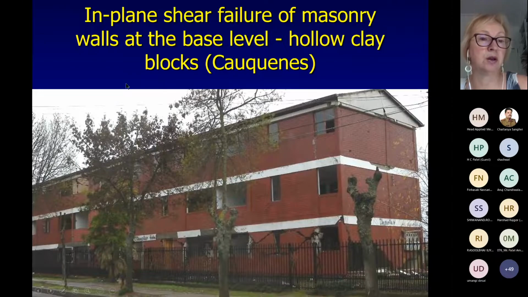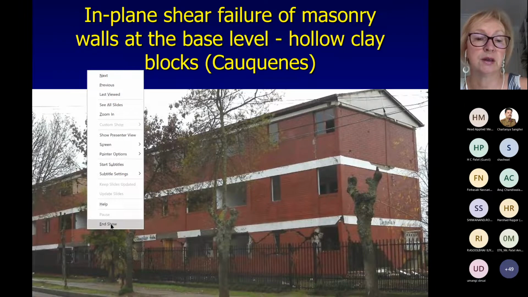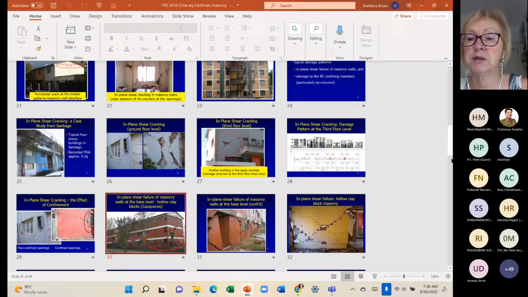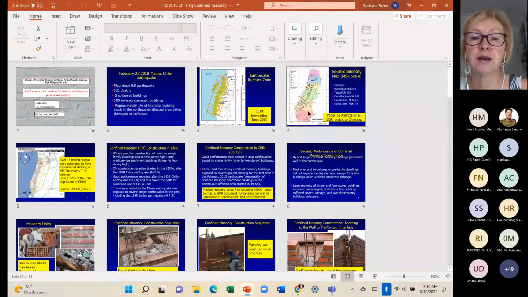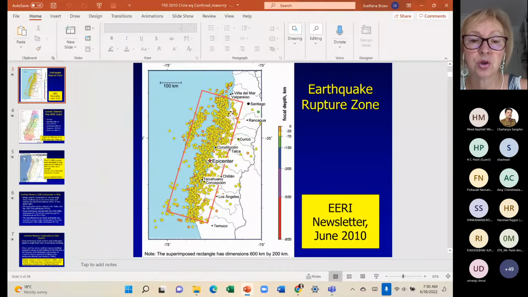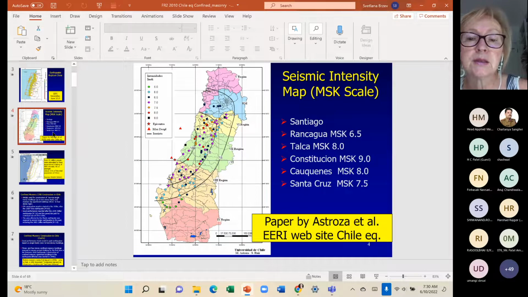The city is called Cauquenes. Let me see if I can show you where Cauquenes is relative to the epicenter of the earthquake. Maybe that is important for you to visualize. So I can show it here, Constitución. Next slide, maybe. It doesn't show. Cauquenes was in intensity 8. That is the city in intensity 8. So it is in this zone really close to the epicenter of the earthquake.